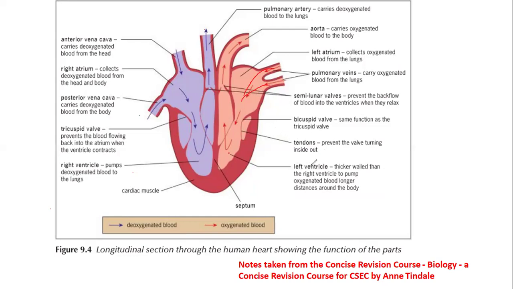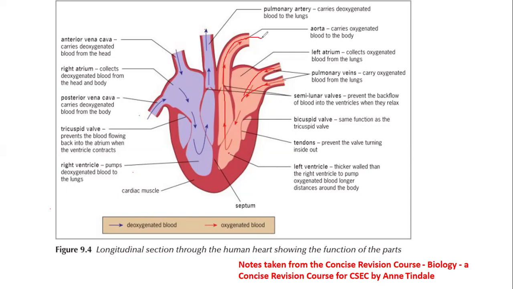Then now we can see the left ventricle is thicker than the right ventricle because the oxygenated blood has a longer distance to go in the body. So the right ventricle is just pumping it to the lungs, one job. But the left ventricle will be pumping it to the entire body. So it's pumping it to the aorta, and then the aorta will carry it around the body.